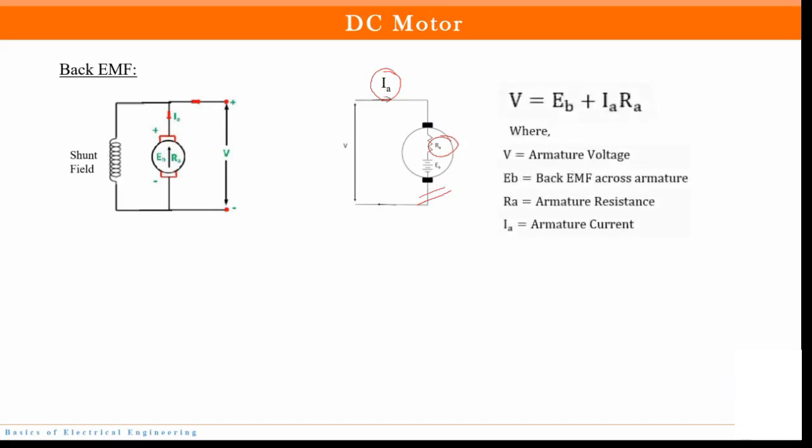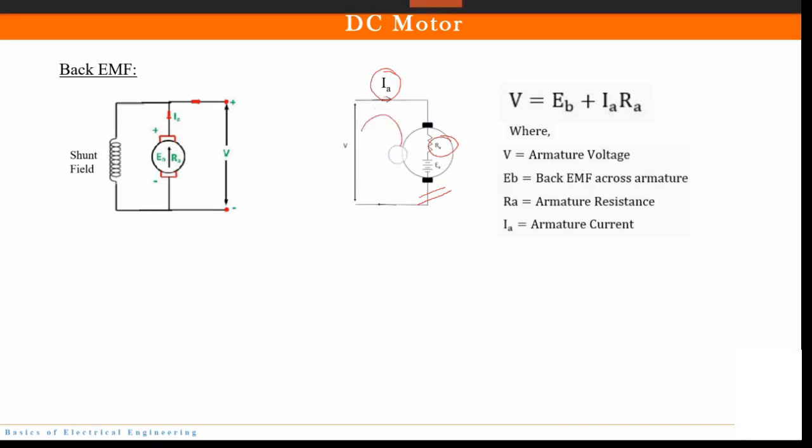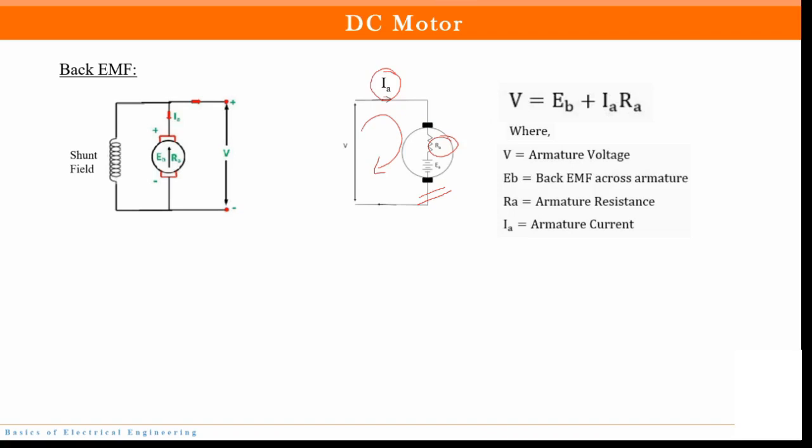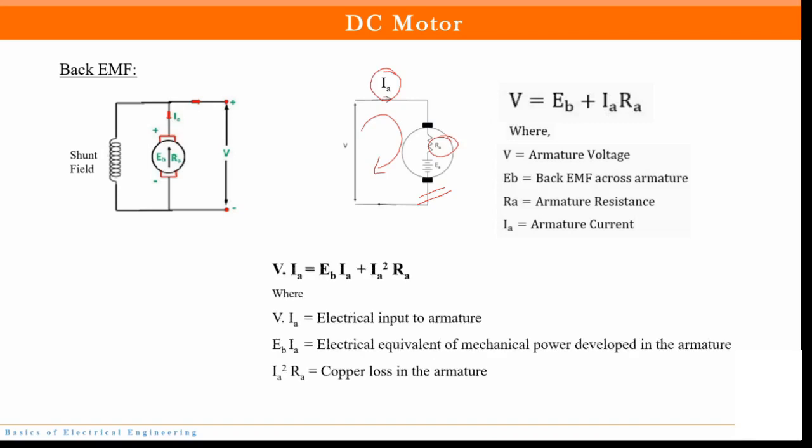Equivalent circuit. Now the equation of DC motor is same as that of the generator. Fine. And if you apply KVL, by applying KVL also we can arrive at this equation. Fine. So when you apply KVL, you get V is equal to EB plus IA RA, where V is the armature voltage, EB is the back EMF, RA is the armature resistance and IA is the armature current. Fine.